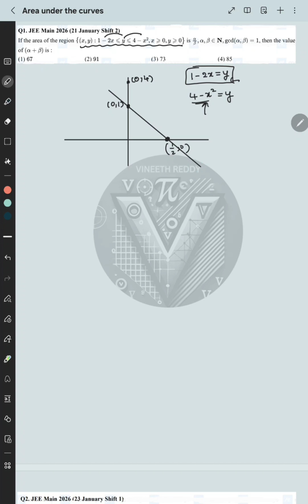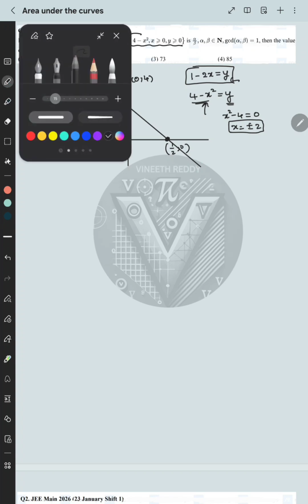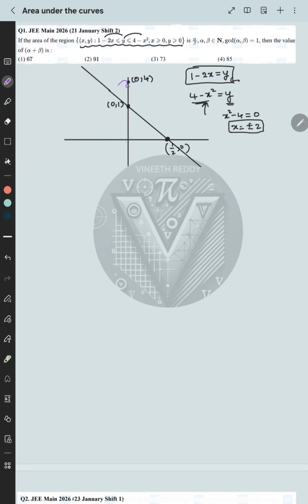And where does it intersect the x-axis? For that you replace y with 0. So we get x square minus 4 equals 0. That means x is equal to plus or minus 2. These are the points where the parabola cuts the x-axis, right? So further we'll extend this straight line. Now, I think this is how the parabola looks like. Something like this. So this is 0, 4.